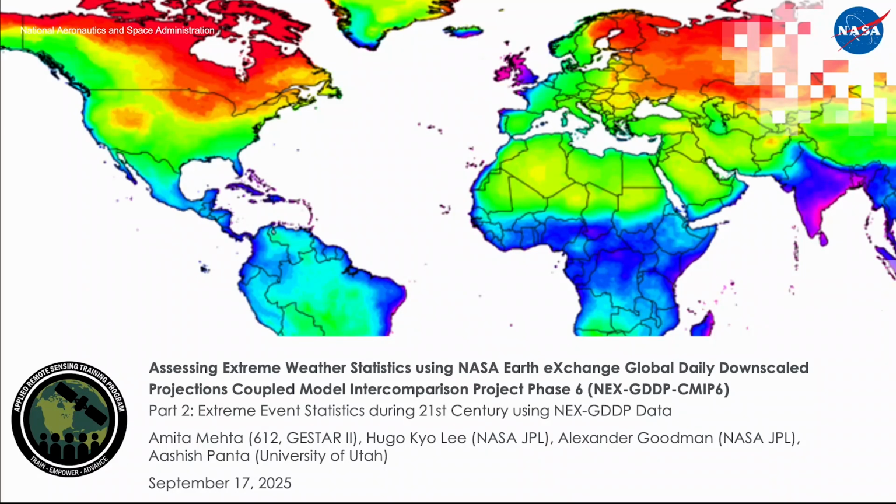Hello everyone, welcome back to this ARSET training on assessing extreme weather statistics using NASA Earth Exchange Global Daily Downscaled Projections Coupled Model Intercomparison Project Phase 6, or NEX-GDDP CMIP6. This is the last part of this training. In part 2 today we will focus on extreme event statistics during the 21st century using NEX-GDDP data.